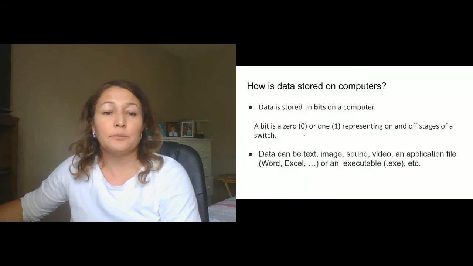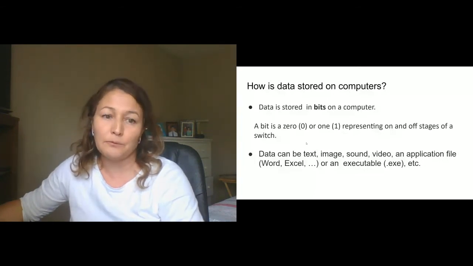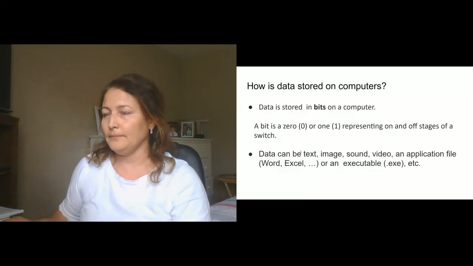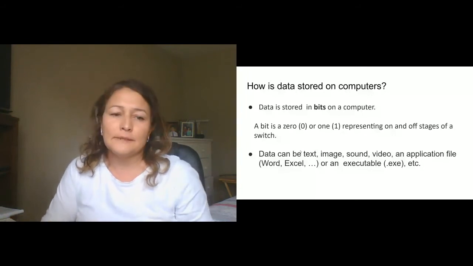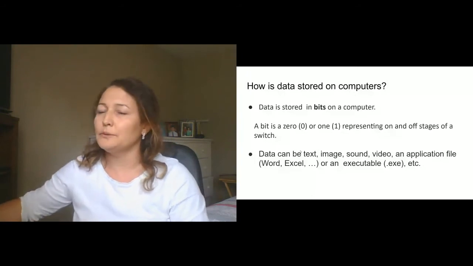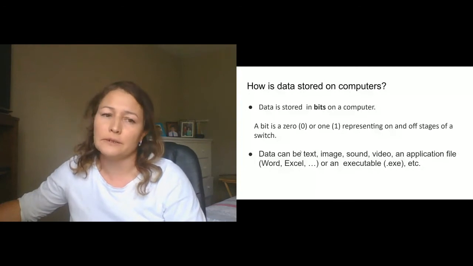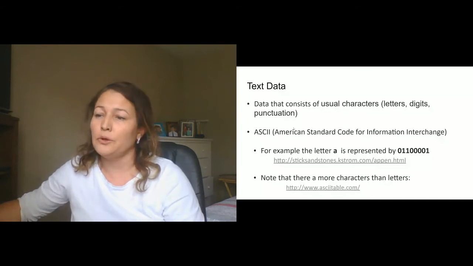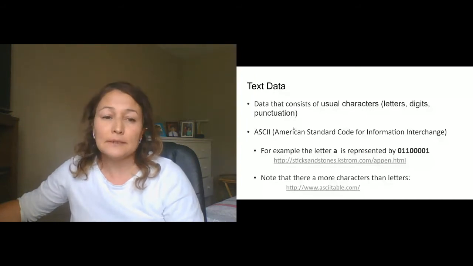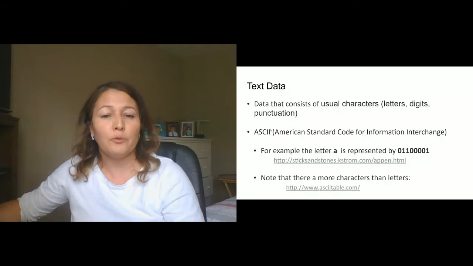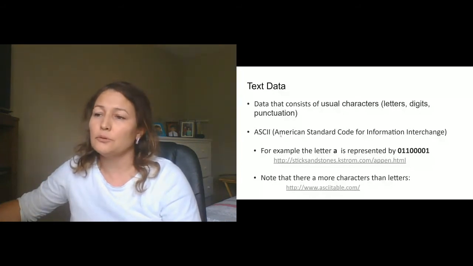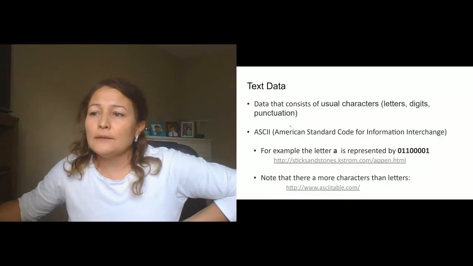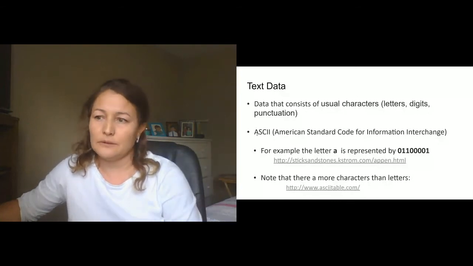We need to understand the properties of different data files when we want to embed secret data in them. So I'm going to concentrate on text data for a little bit. This is data that consists of our usual characters, our letters, digits, punctuation, and all those other characters that you have on your keyboard. How is this represented on the computer? I guess the very first encoding of the characters on the computer was the American Standard Code for Information Interchange. In this, 8 bits are used to represent each character.